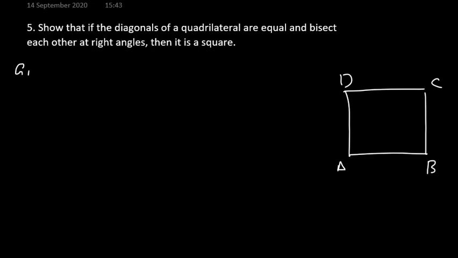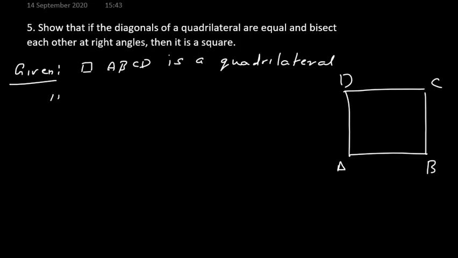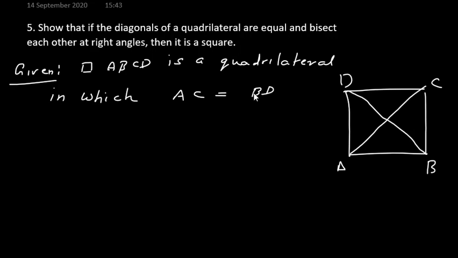So here I will write given. ABCD is a quadrilateral in which diagonals are equal, that is AC is equal to BD. They bisect each other. So if I take this as point M, then first, they have given AC is equal to BD. Second, they have given AM is equal to CM. And third, they have given they bisect each other at 90 degrees. That is, AC is perpendicular to BD.